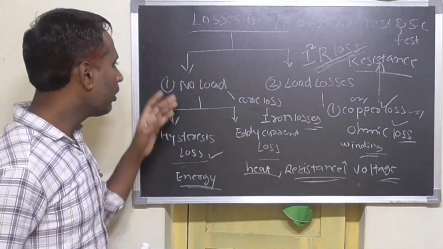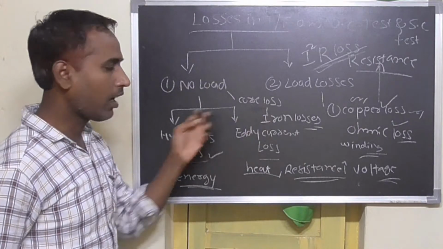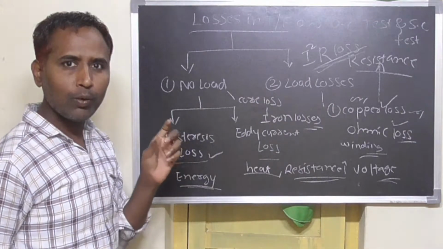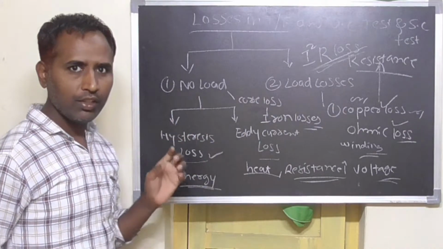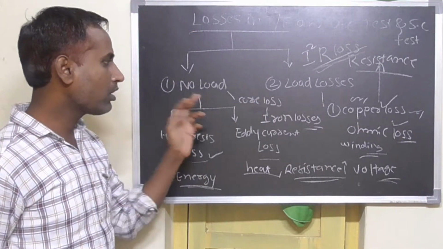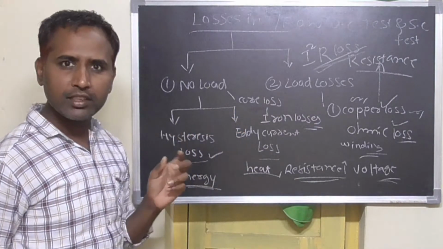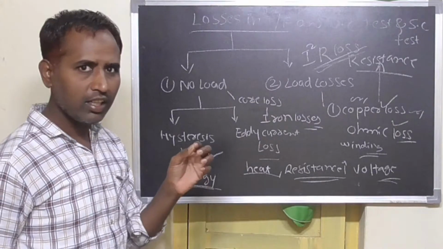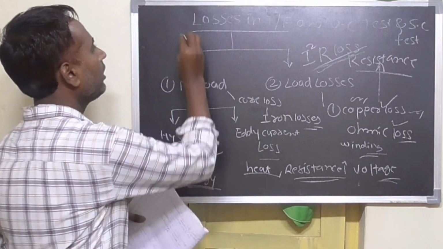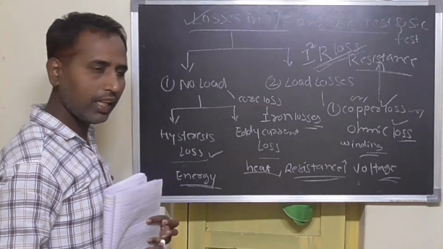To find the no load loss, core loss or iron loss, we can use the open circuit test of a transformer. The copper loss can be measured by the short circuit test of a transformer. These are the two important points. So the losses in a transformer are completed. Now I will tell you the open circuit test. Okay, let us start.